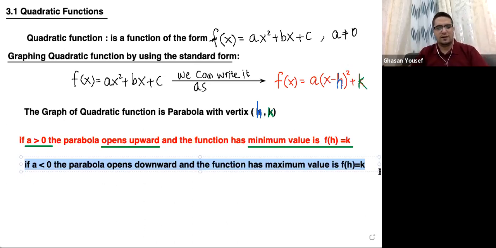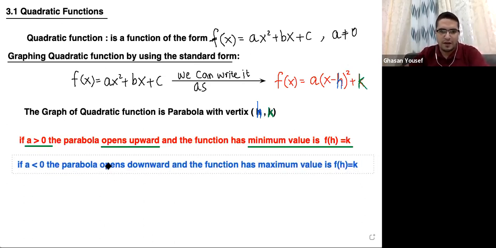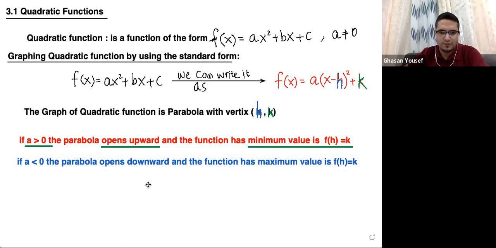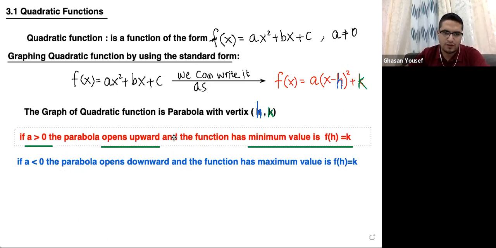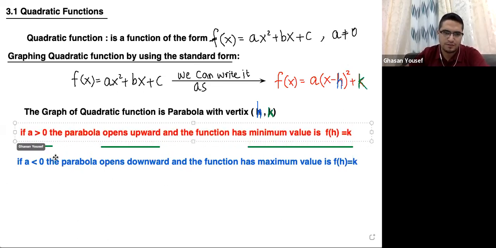So again, if this a is a negative number, at the same time the parabola opens downward, and at the same time the function has a maximum value. The maximum value is the y coordinate of the vertex, okay? The y coordinate of the vertex.